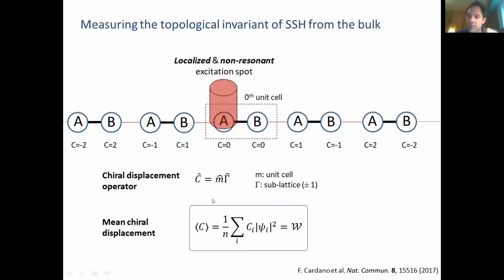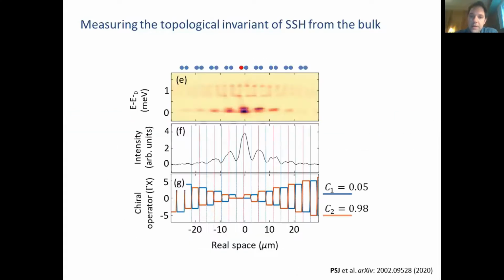And if we sum over the entire lattice, and with the proper normalization, as they have shown in their theoretical work, it will tend toward the winding number, which is here our topological invariant. So we can do this here. I come back to our experimental data. We have our intensity profile. And here in red and blue, I plot the value of C. This is the value of this chiral displacement operator.